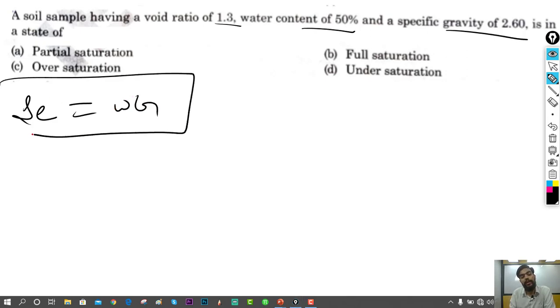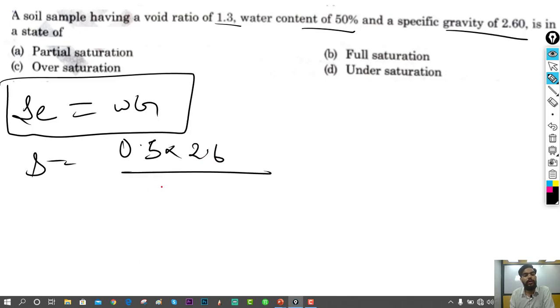Guys, this formula is very important in SSC JE exams and also in PSU exams, so just remember this formula. You can remember this formula by a cricketer's name, Sehwag. He is a good Indian cricketer. So S E W G. We have to find S. So S equals W G over E. The value of W is 50%, which means 0.5, and the value of G is 2.6, and the value of e is 1.3.